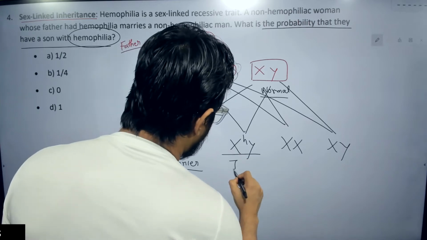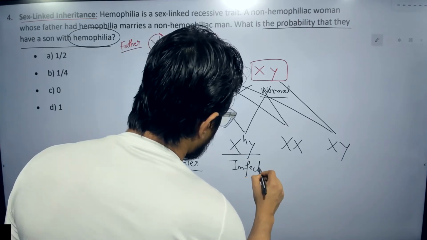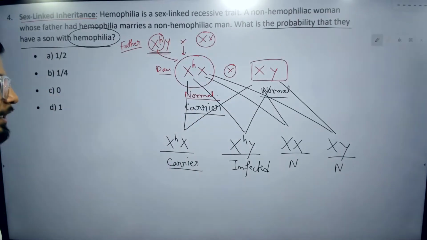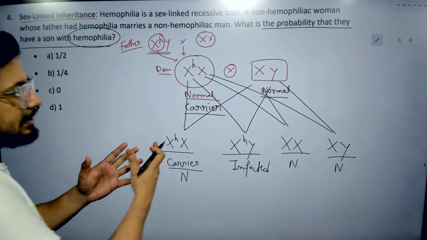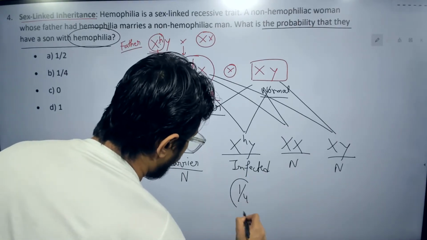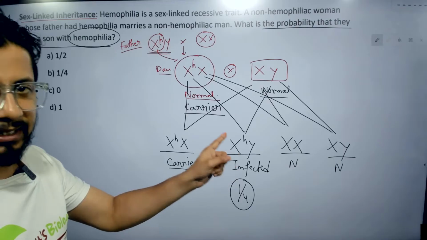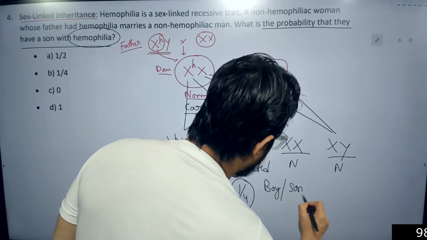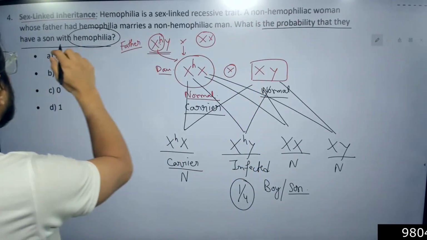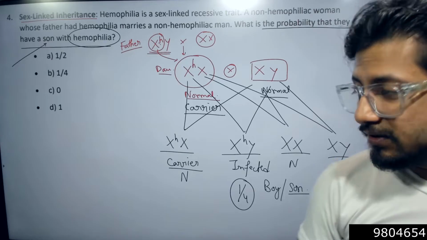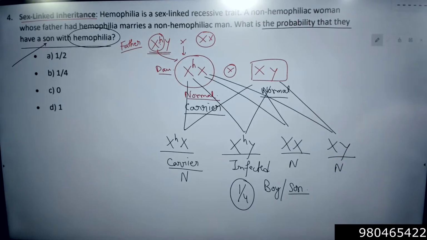This male is infected, this is again a normal female, so this is also normal. So what is the ratio of abnormal to normal? Only one infected out of 4. This one is a boy, this is a son. So what is the probability that the son has hemophilia? The answer is 1 out of 4 in this case, you can see.